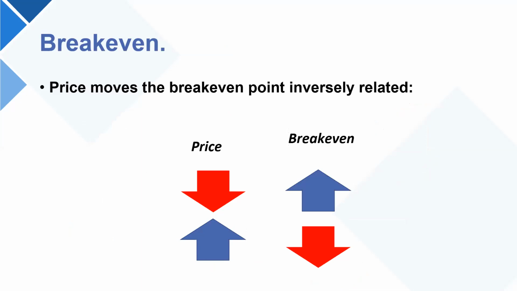it's inversely, ¿cómo se dice eso en inglés? I forgot. It's the correlation is inverted when you are talking about price. On the break-even price point, if the price goes down, the break-even point goes up. And if the price goes up, the break-even point goes down.